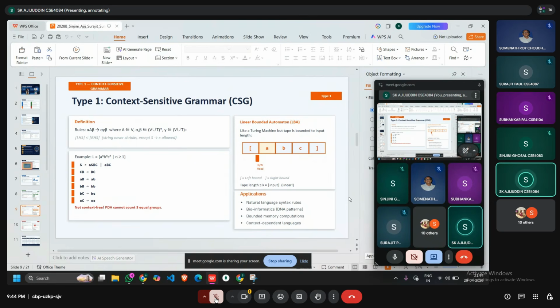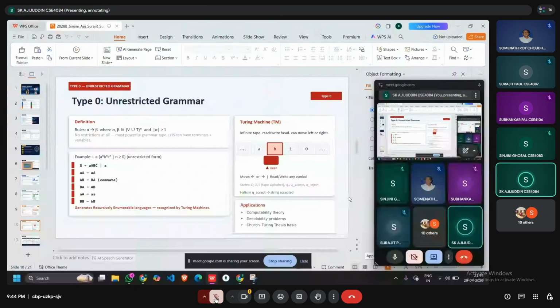After that, we have the most complex grammar, which is unrestricted, with no restrictions on rules. We can't recognize these types of grammar by PDA or LBA, so we use Turing machines to solve these types of problems. And you can also say these types of grammar are a theoretical model of a modern computer. So this is the main application of unrestricted grammar.